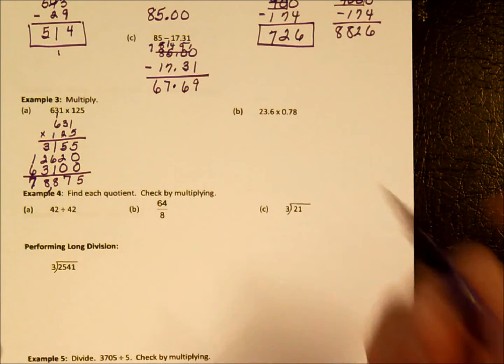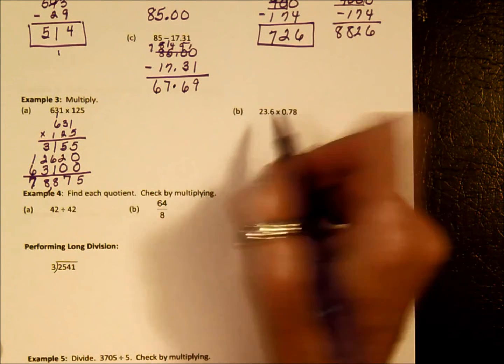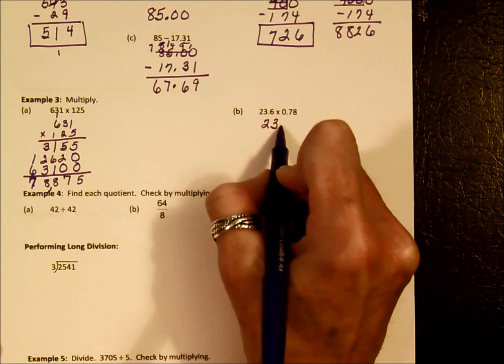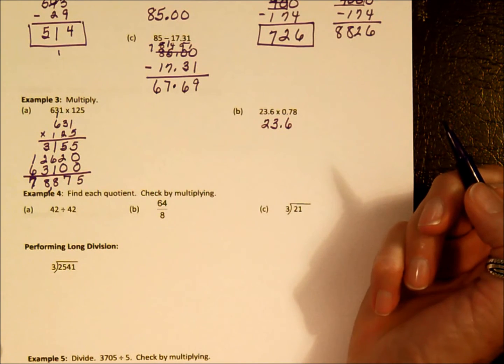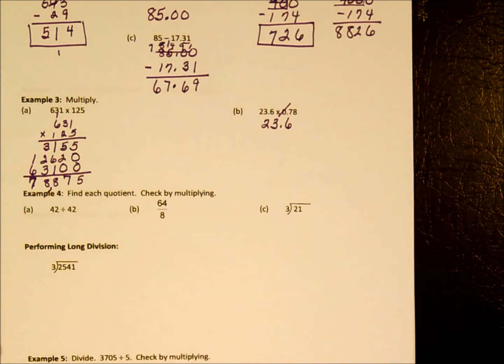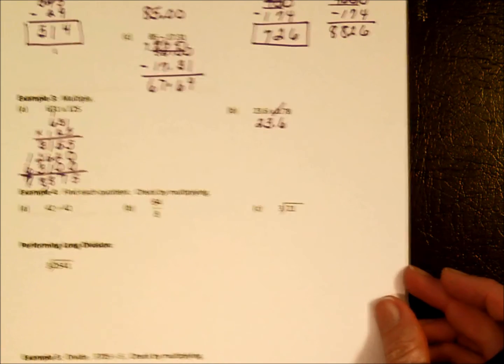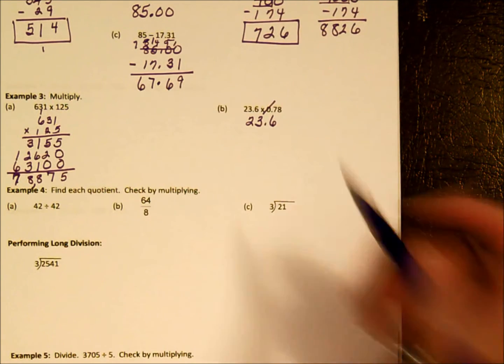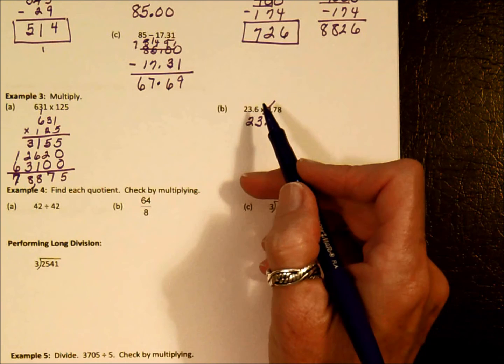All right, let's look at the next one. 23.6 times 0.78. First off, we're not going to use that leading 0 in the front. It's just something that we did in Florida when FCAT came out. Now, if there was a 0 after the decimal, you have to include it, but in front of it, you can just leave it off.